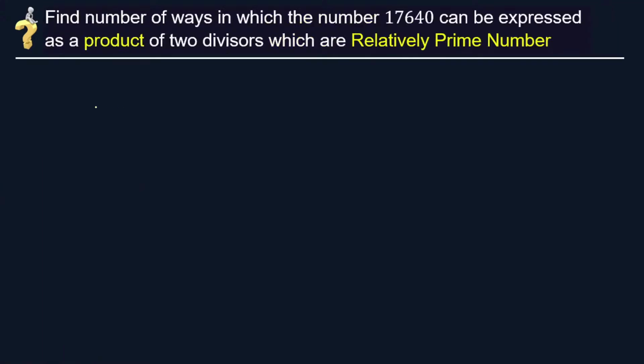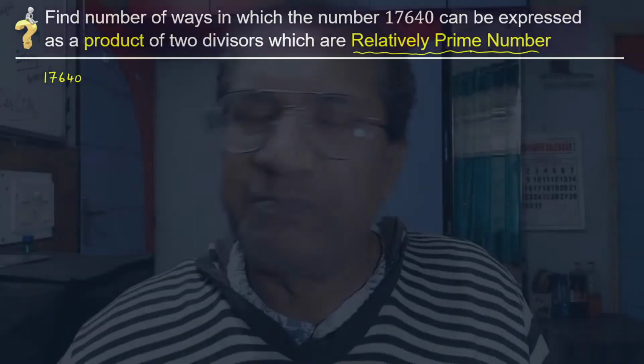In this question, they have asked to find the number of ways in which the number 17640 can be expressed as a product of two divisors. This sum we have already done. Expressing a natural number as a product of two divisors, we have done. But now they are adding a new condition, which is relatively prime numbers.